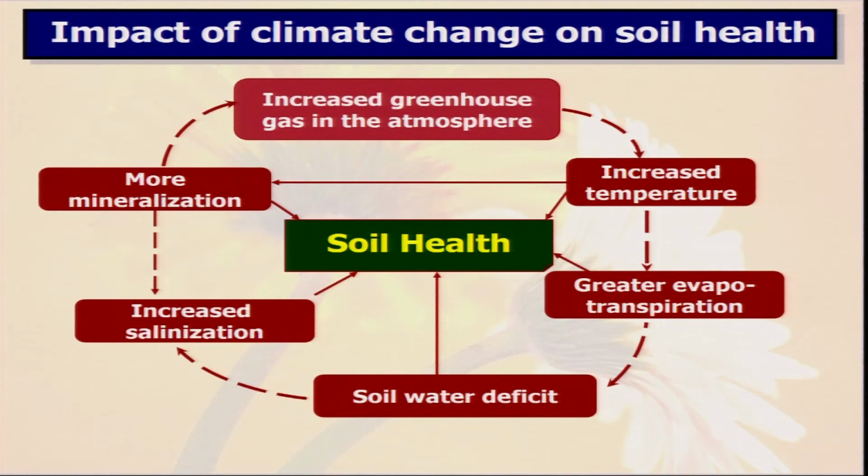When the temperature is higher, more mineralization will occur. Due to the mineralization, whatever compost or decomposed material we put in the field, the majority will again go back to the atmosphere. Temperature has some negative effect, and we are already in a tropical country. There is also the effect of increased salinization and soil water deficit. More and more water will be needed to grow your crop. So, you will again lift the soil water from a very deep layer, and your water table will be depleted further. This will happen in the future and we have to take care of that.